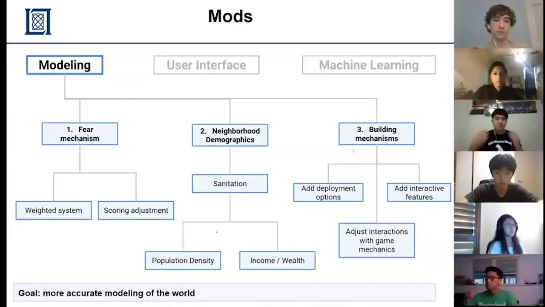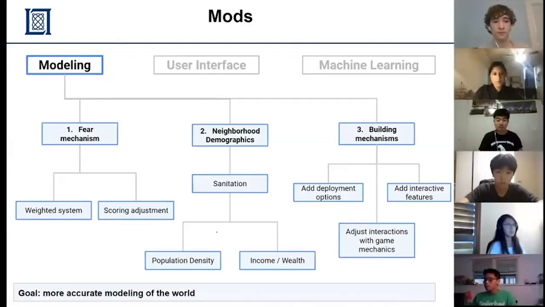Hi, we're SGAI Team Chris 1, also known as the Best Team Chris. My name is Junha, and we have Maya, Julian, Amy, Wanjun, and Matthew. We made 4 modifications to the game and updated fear, a sanitation value for each neighborhood, an updated deployment mechanism, and a graphical user interface for the game.